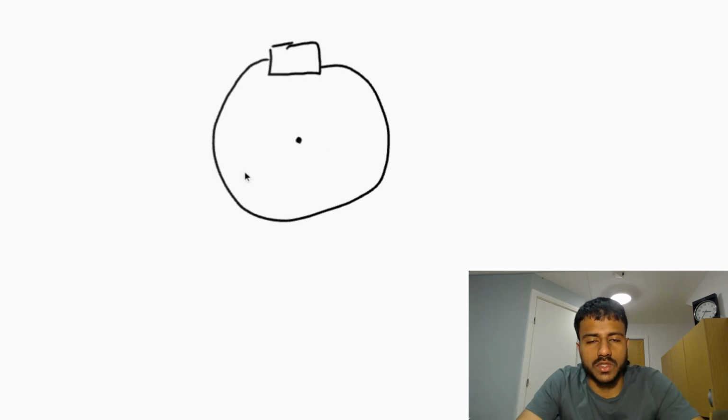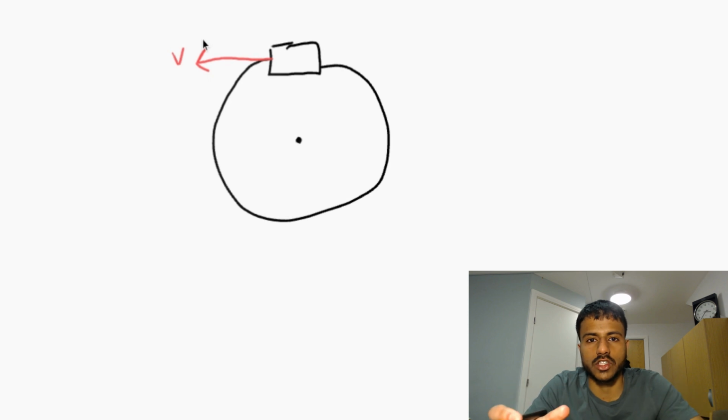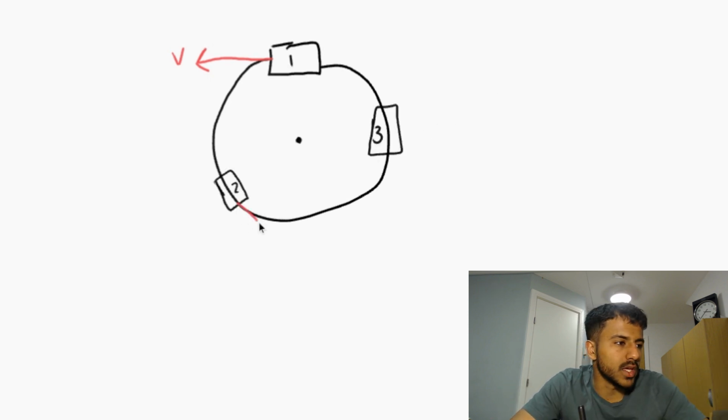The velocity of the object is always going to be tangential to the circular path that the object is traveling in. So if this object was traveling in this circular path here, its linear velocity at this current moment will be in that direction. At position 2, it will be in this direction here, and at position 3 it will be in that direction there.